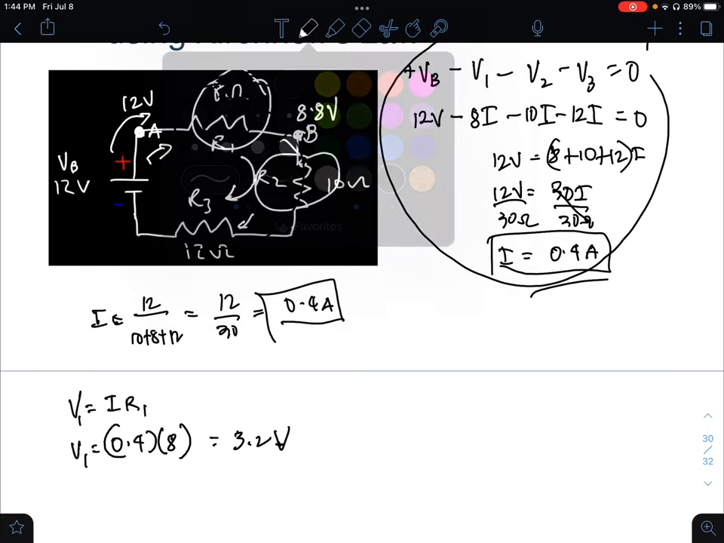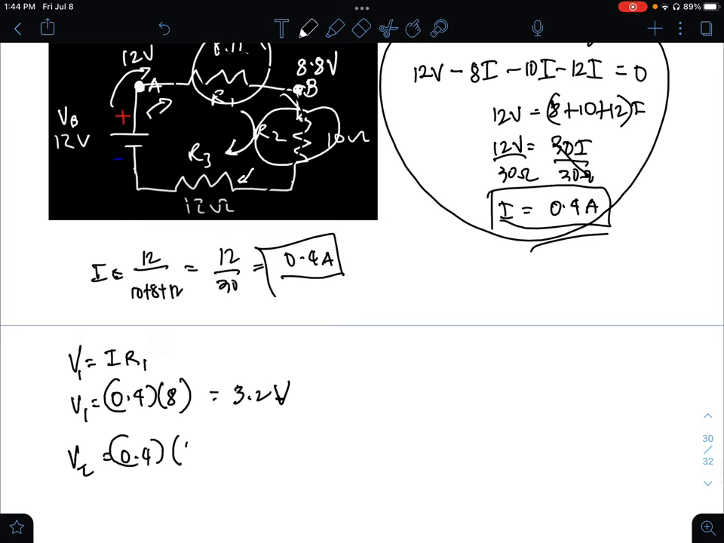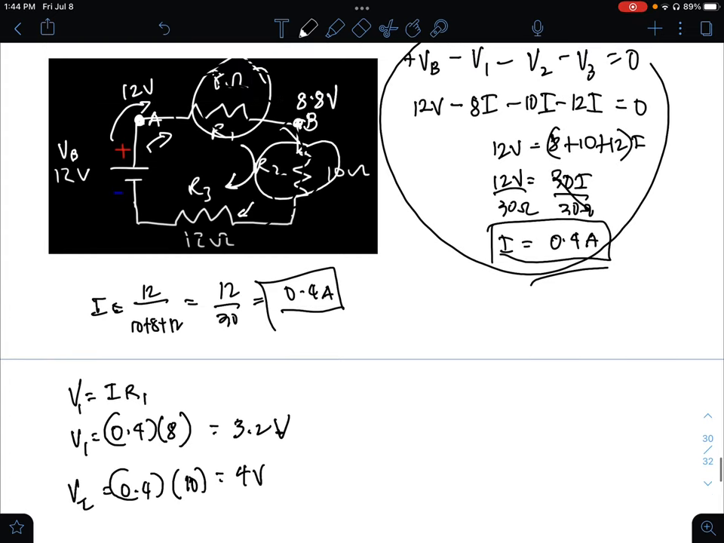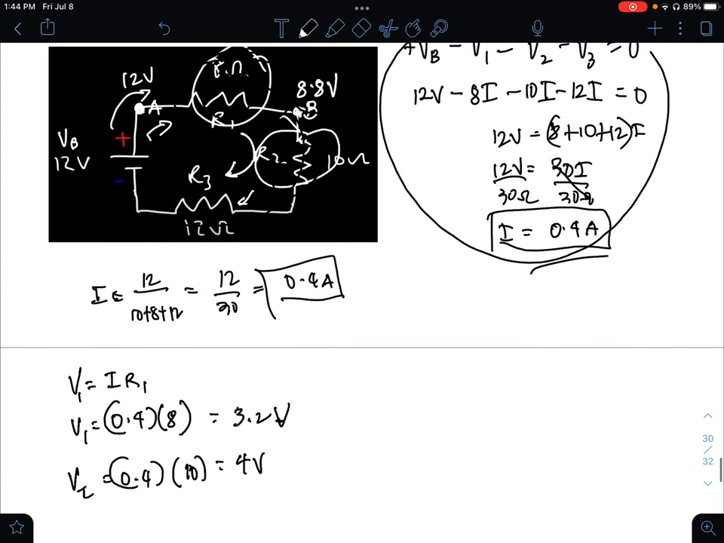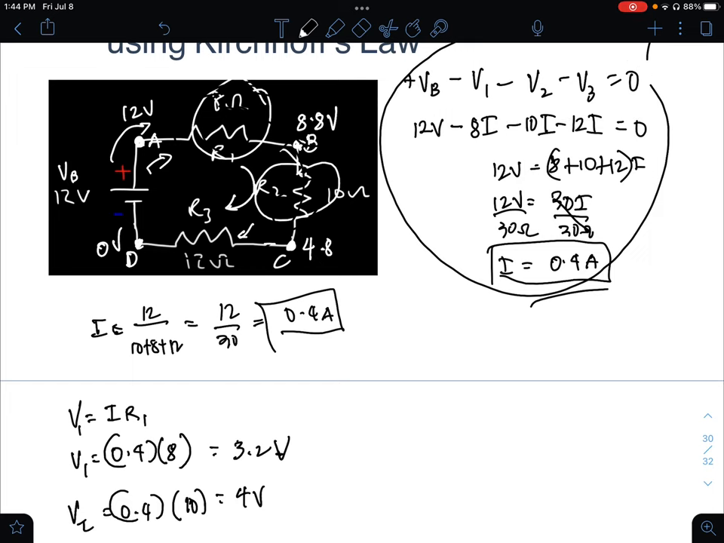So ang voltage drop naman po ni V2 is 0.4 times ilan? R2, which is 10. So this is actually 4 volts. No? So 4 volts ang voltage drop dito. So since 8.8 na lang yung from node B to node C, so 8.8 na lang, no? Minus 4. So magiging 4.8 na lang dito kay C papunta dito. So dapat from this point, 0 volt na lang. Kasi according to Kirchhoff's, summation of lahat ng voltages na dumaan sa isang loop is equal to 0.